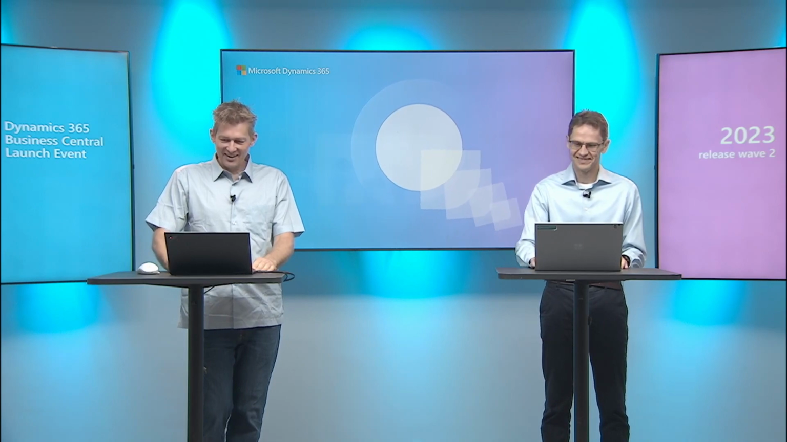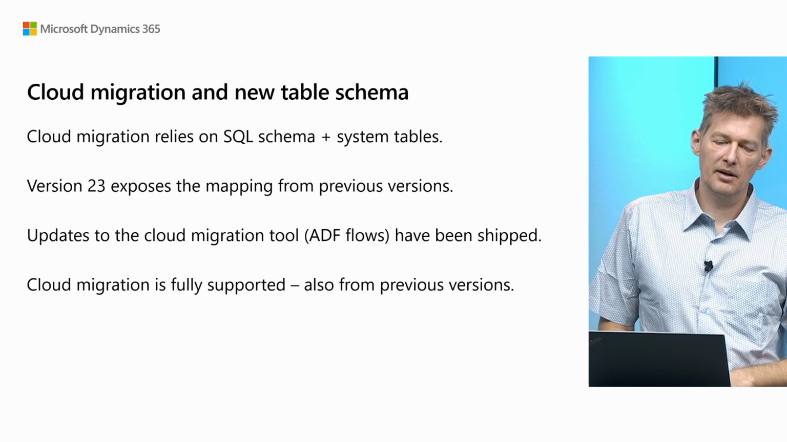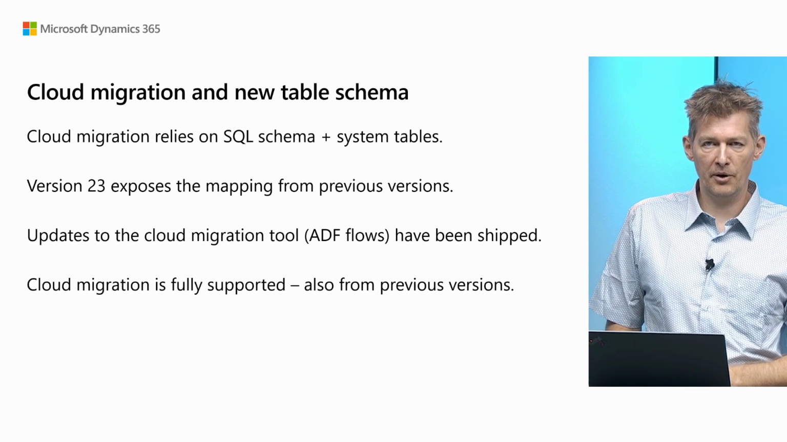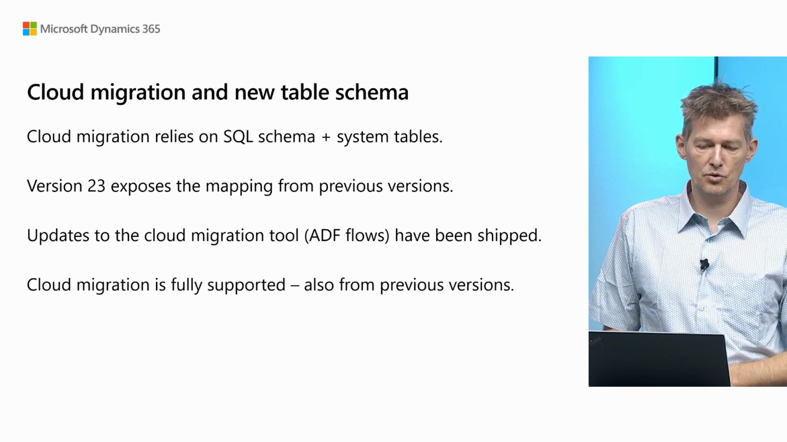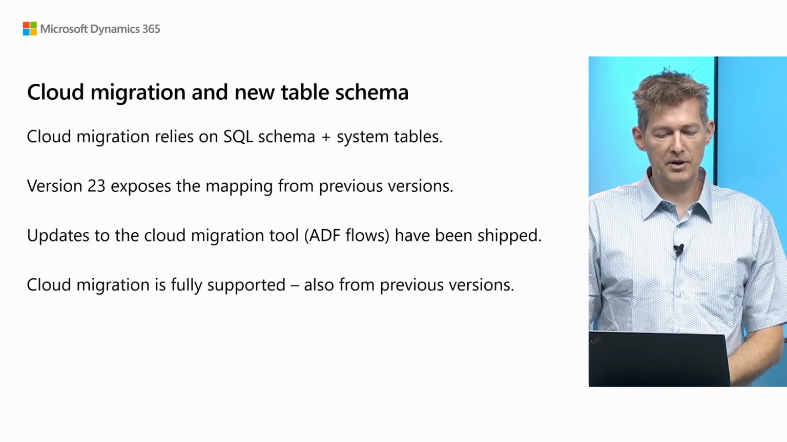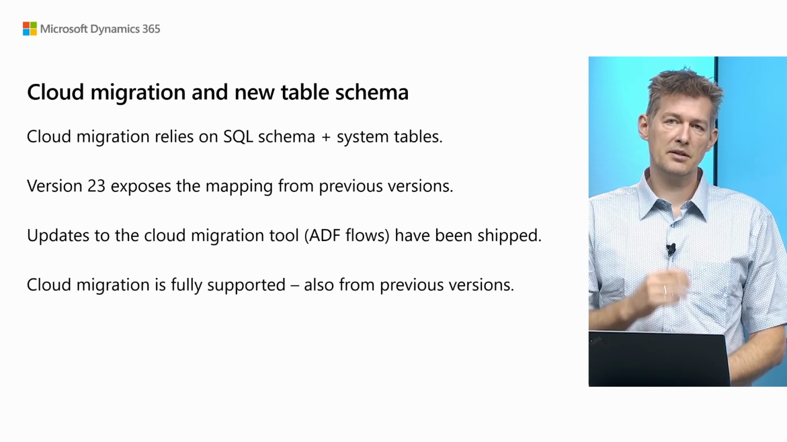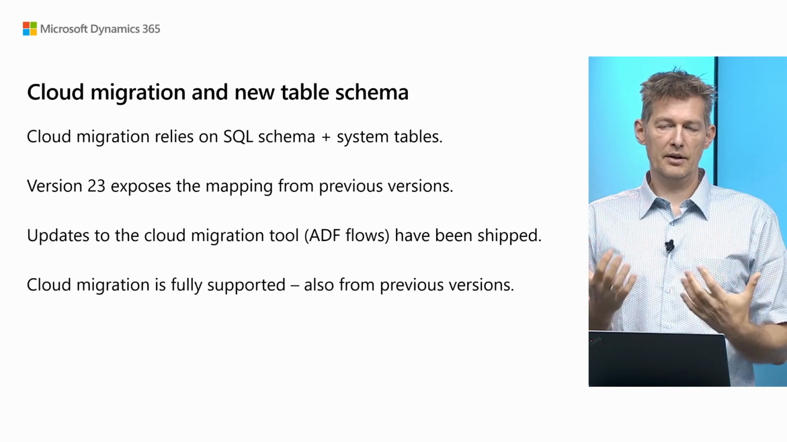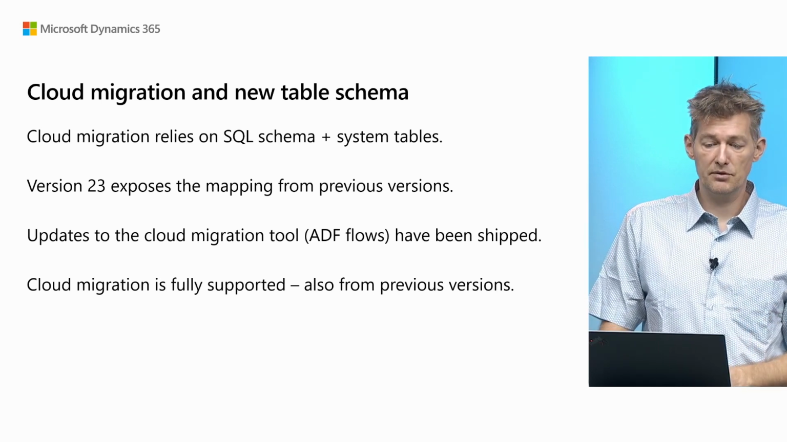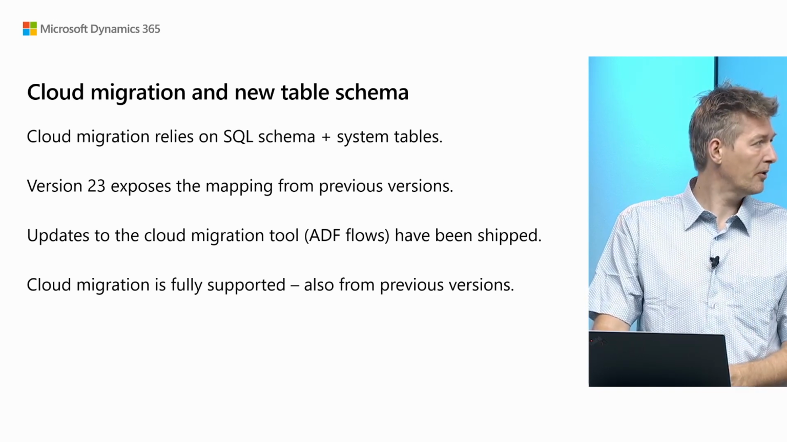All right. You might wonder, but wait a minute, what about cloud migration? Since you're changing the schema, how can we migrate from earlier versions using the cloud migration tool? We upgraded that, so all good. Version 23 exposed the mapping from previous versions. We updated the tool, so these Azure Data Factory flows now know about the new and old data models, and cloud migration is fully supported, also from previous versions as it used to be, or as it should be.